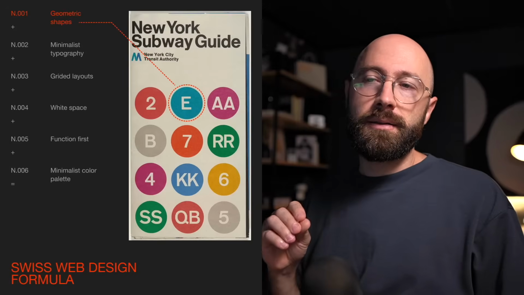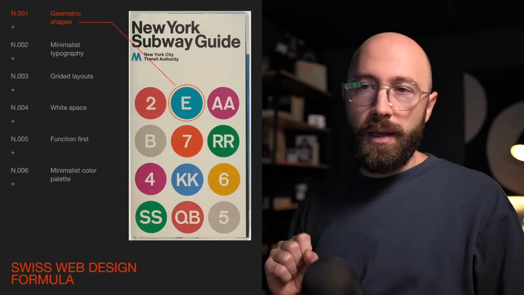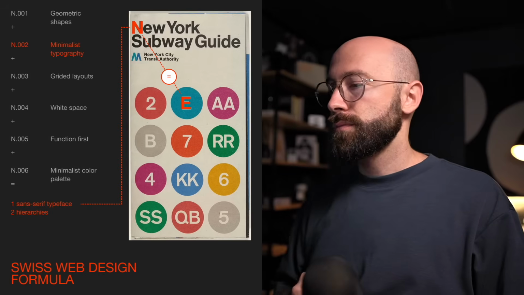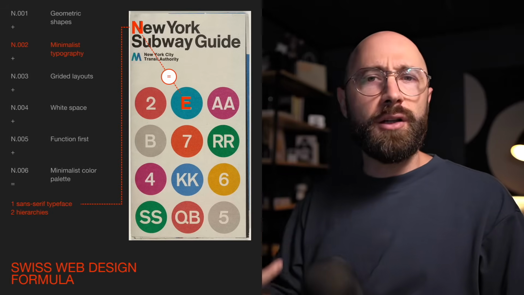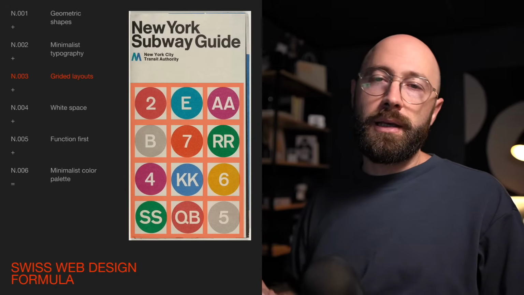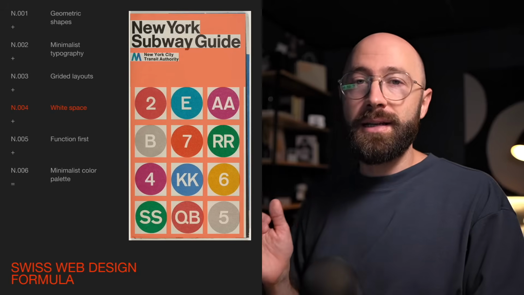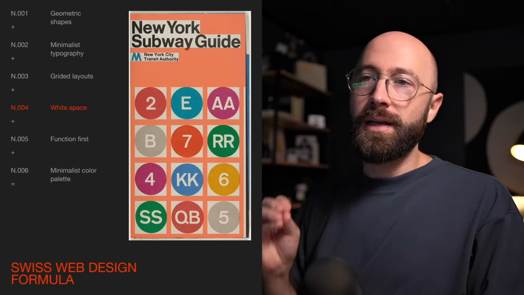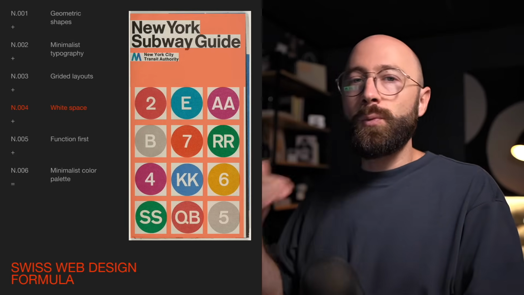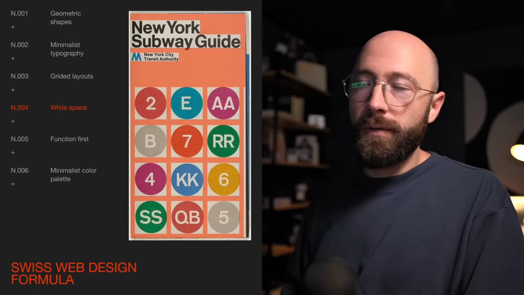Let's analyze the secret formula behind Swiss web design. Well, first off, geometric-based simple shapes. Second of all, minimalist typography. So typography that doesn't have a lot of embellishments. The other thing is gridded, orderly layouts. White space is the next thing, and it's really important as a design element. White space is crucial because it really sets the visual rhythm of the design.